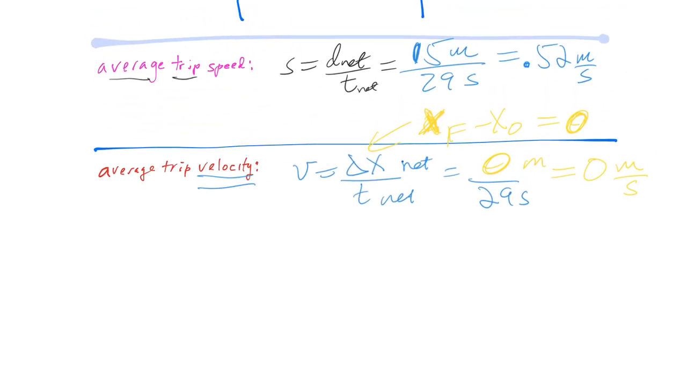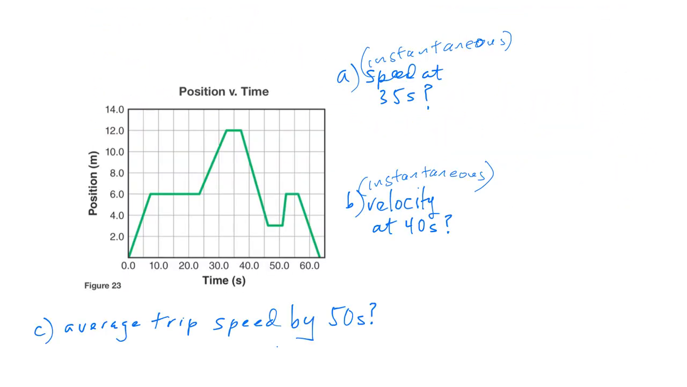That's kind of a weird thing. Okay, so this is just kind of a review. We have a position versus time graph. What's the instantaneous speed at 35 seconds? Let's find 35 seconds. That's right here. So what did I say? To measure the instantaneous velocity or instantaneous speed, you find the slope of the line segment that point is part of. So the line segment here is horizontal, so I know that's 0.